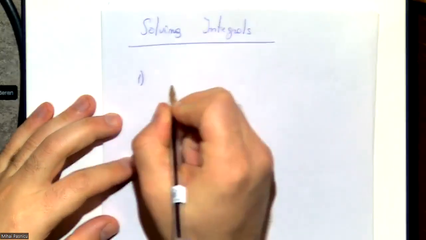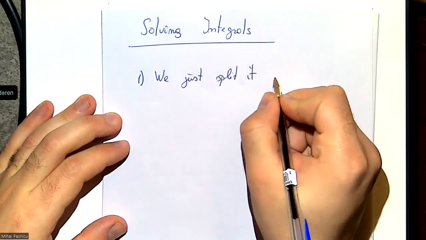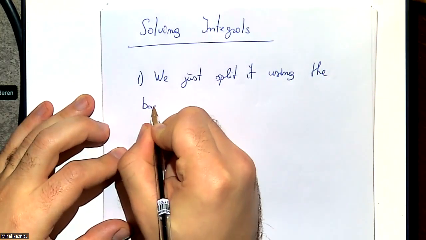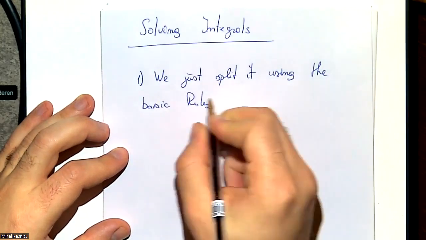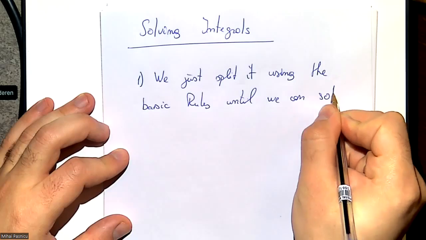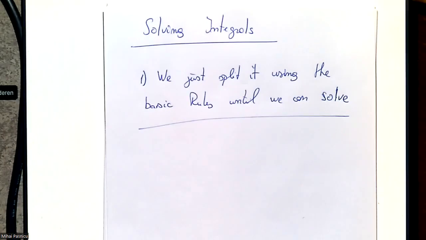Well, there's the easy way in which we just split it, using the basic rules, until we can solve. Well, this is basically just doing what we did up to this point. We just split into smaller pieces, and then we thought, what if I take a derivative of, I get that. This is what we have been doing up to this point, and I hope everyone is kind of clear on how to proceed. You just make it smaller, and then you finally write the answer. So this, I'm going to say we understood at least.